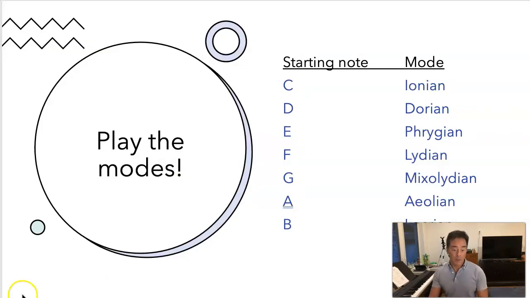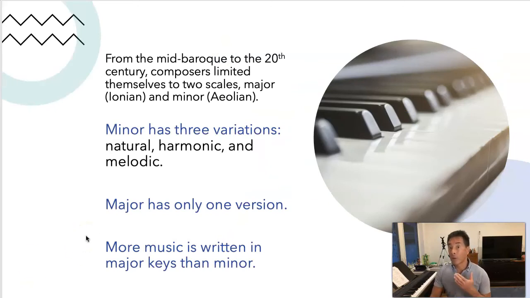All right, let me finish with our discussion of scales, just to mention what happened after the Middle Ages and the Renaissance. So starting in about the middle of the Baroque, composers started limiting themselves to just two of these scales, the Ionian, major, and the Aeolian, which is minor. Now the minor does have three variations, so I'll just play them really quickly in C. So we have C natural minor that sounds like this. That's like playing from A to A on the keyboard, but I'm starting on C instead.